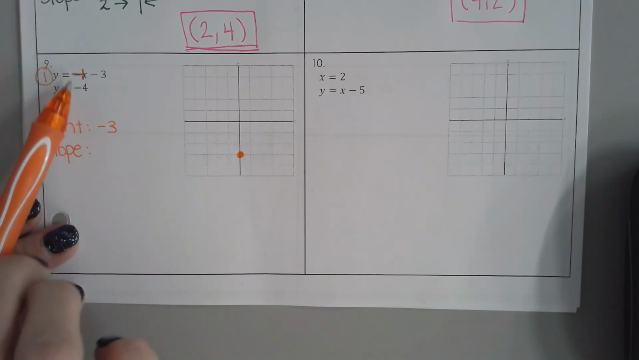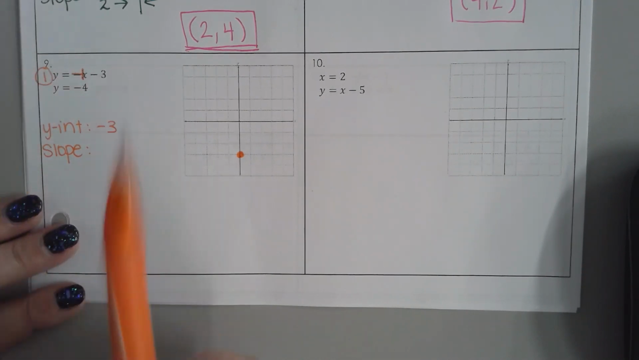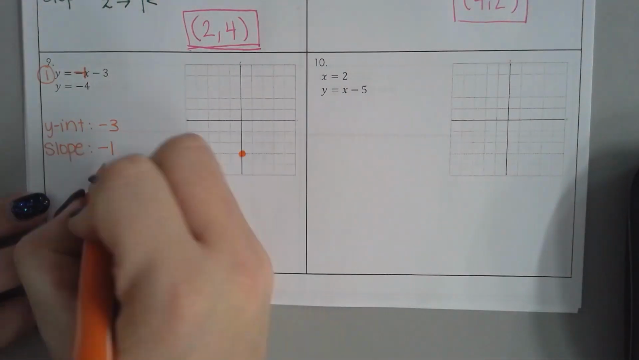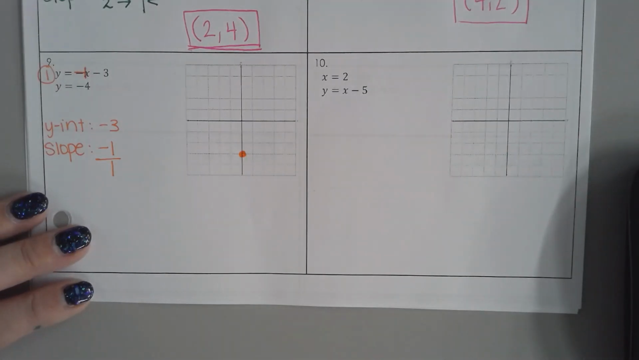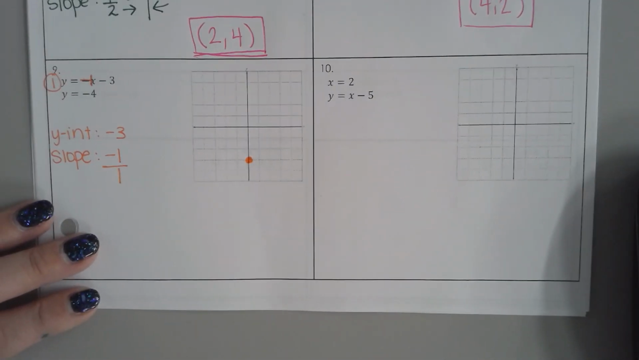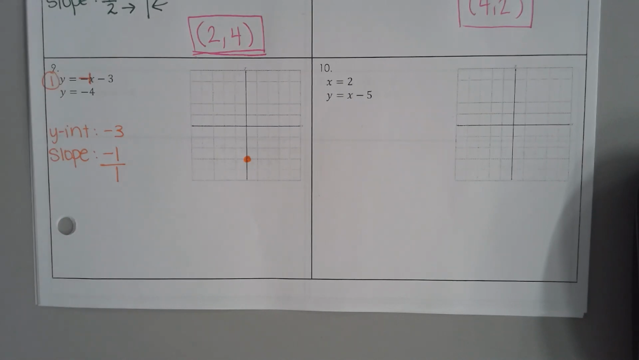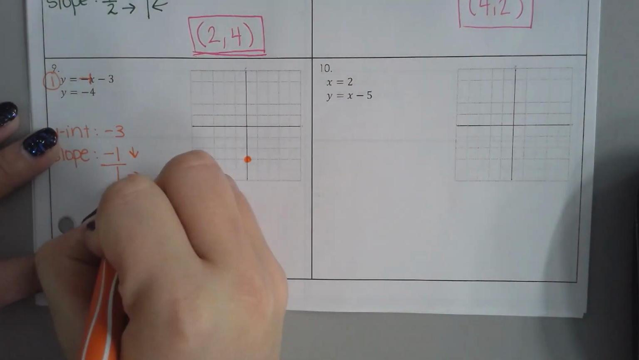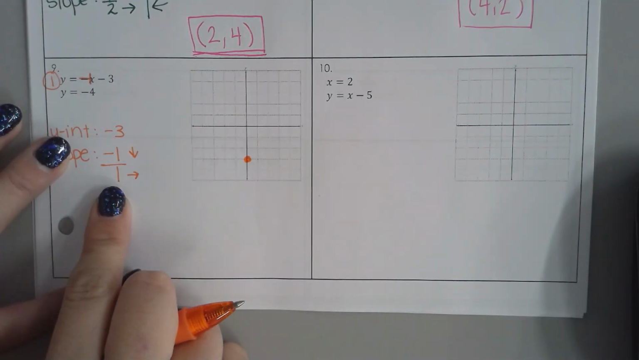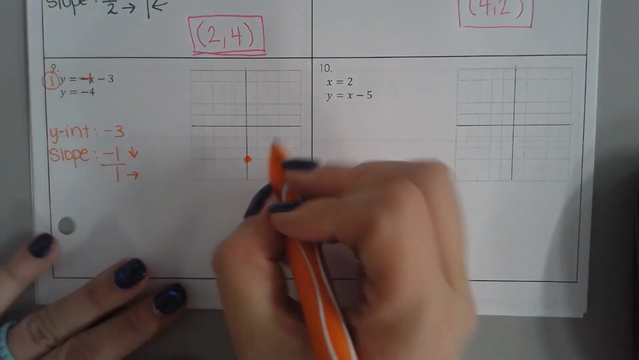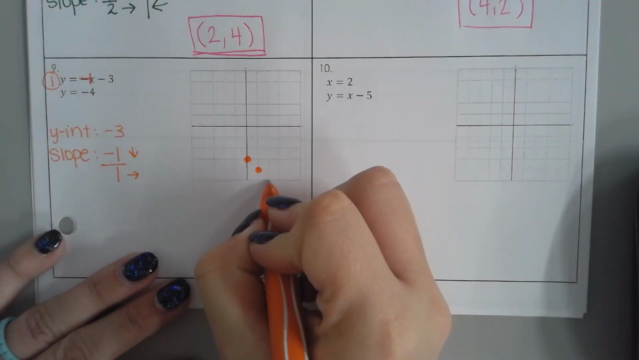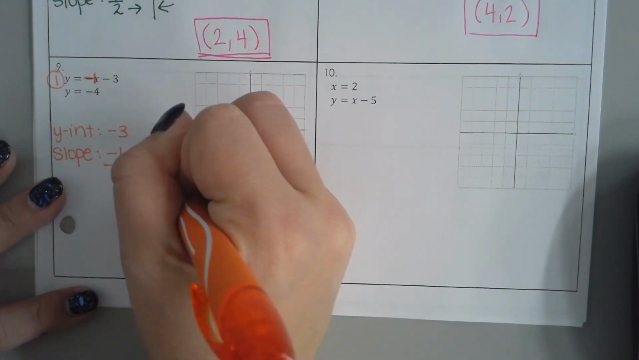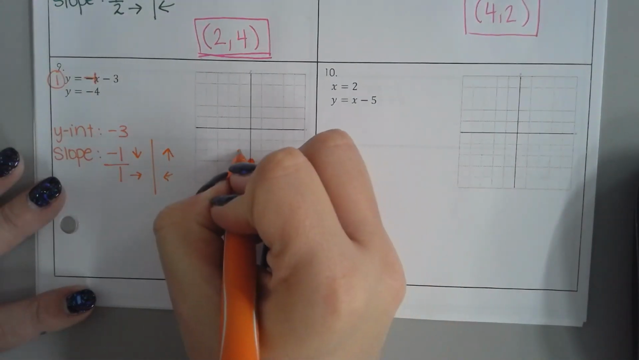But this negative meant I have -1. So my slope was -1 over 1. If you don't have a fraction to begin with, you put a 1 under it. So a negative on top tells me I'm going to go down 1. And then positive goes right 1. So down 1, right 1. Down 1, right 1. Or I could switch and go up and left. Up, left, up, left.